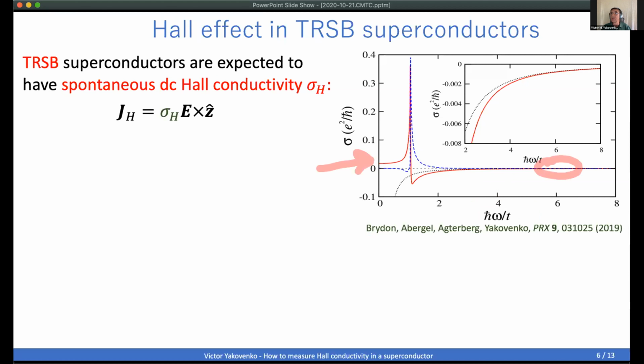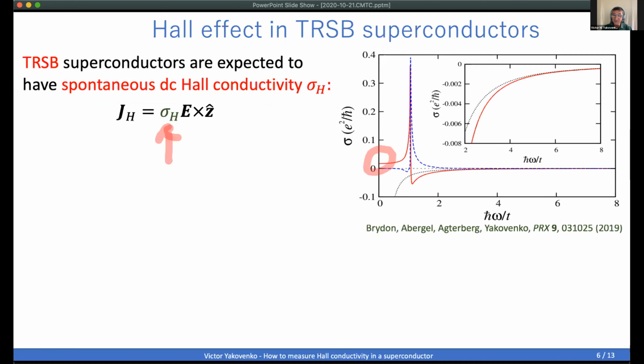Not surprisingly, time reversal symmetry is broken, so some Hall conductivity is permitted. Generally speaking, we expect these time-reversal-breaking superconductors to have a spontaneous non-zero DC Hall conductivity. That's permitted by symmetry, and calculations, at least in a toy model, give some value for it. So we denote this spontaneous Hall conductivity sigma h. The question is, can we actually measure it experimentally, preferably at DC, but maybe at very low frequency.